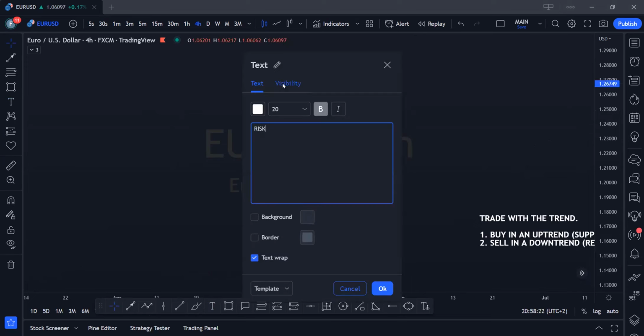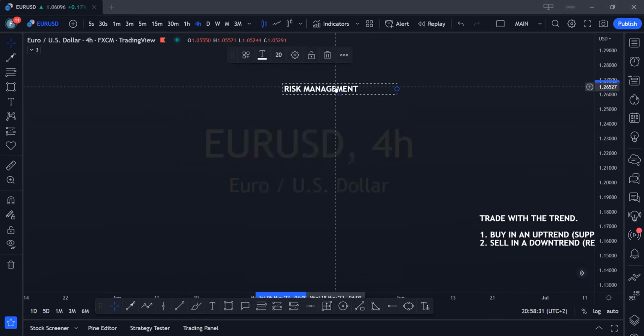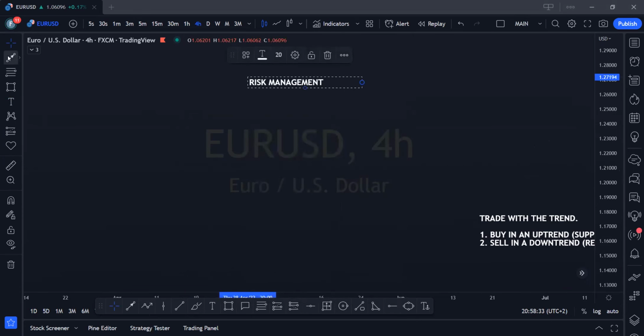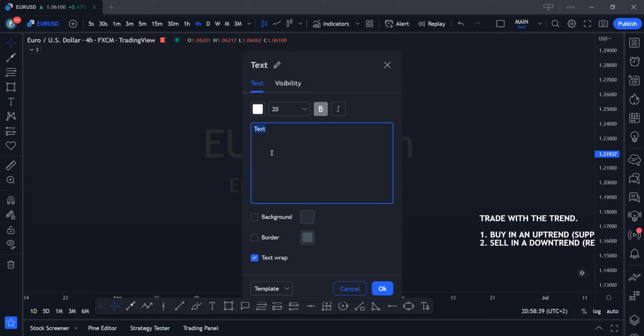So risk management is simply how to manage your risk. And then I'll just talk about one aspect of risk management. Just one aspect, because we're just getting started. And that one aspect is what? Knowing the right lot size to use. The right lot size to use per trade.